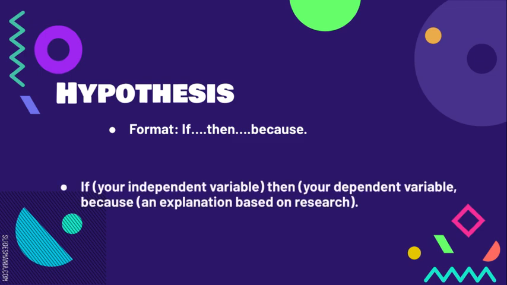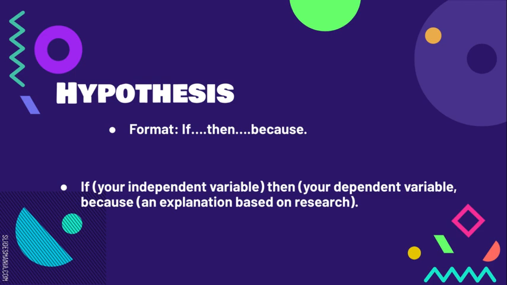So if you're going to talk about your independent variable, your causes, the conditions you're testing. If I test hot water and cold water to see which one evaporates more, then I think the hot water is going to evaporate more because, so the if part is going to talk about your independent variable. The then part is going to talk about your dependent variable. The because part actually needs to explain why you think the way you think based on your research.